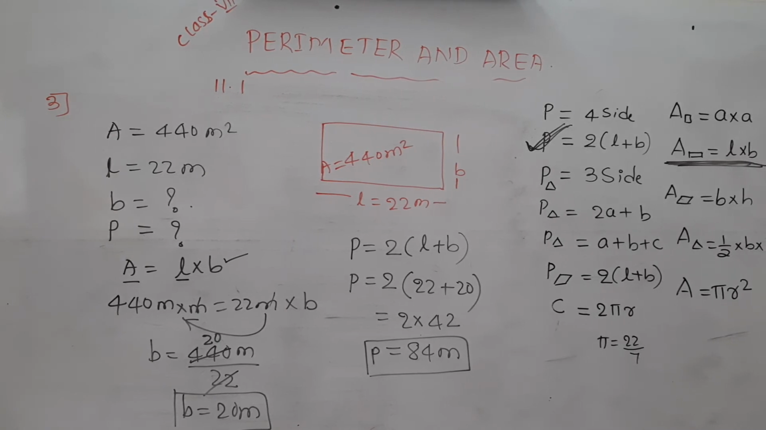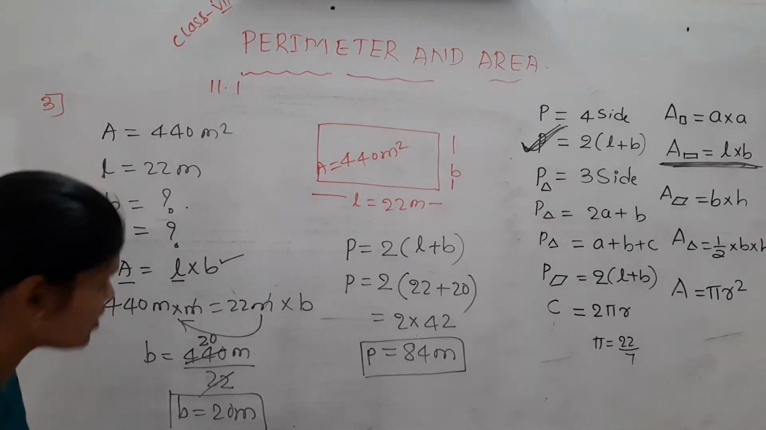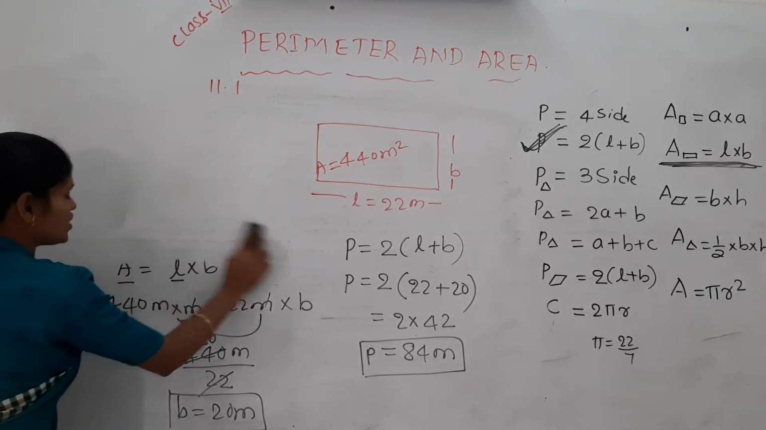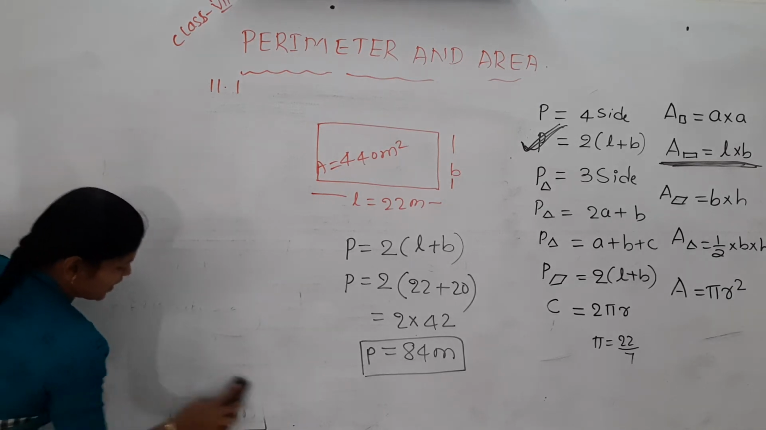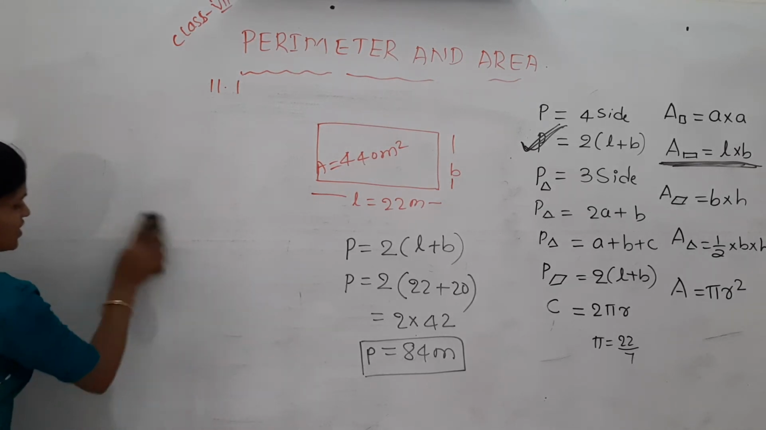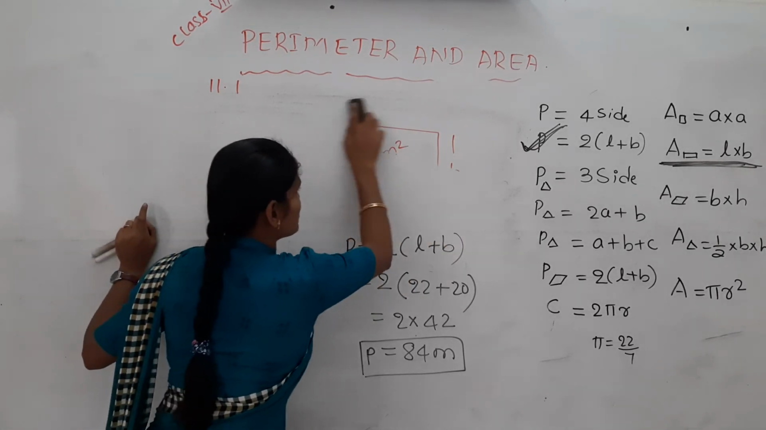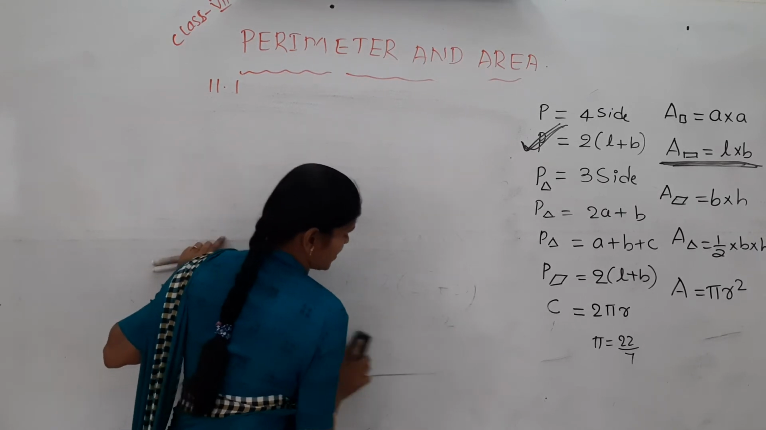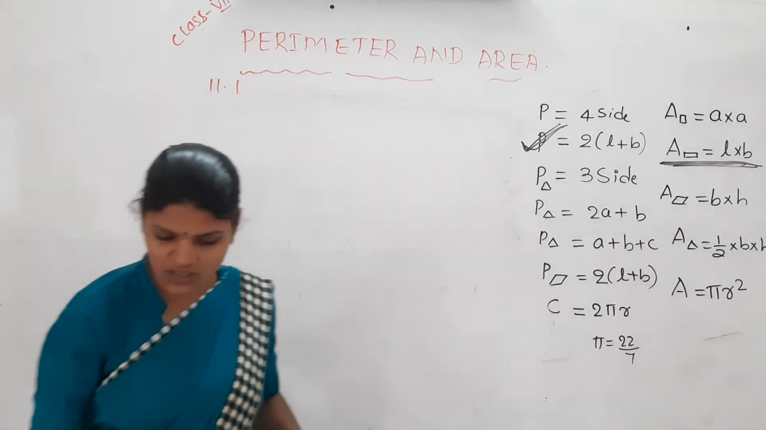Yes, is it over? Okay, let's take the next question. The fourth question. If the perimeter of the rectangle is 100 centimeter and its length is 35 centimeter, then find its breadth and also find its area.